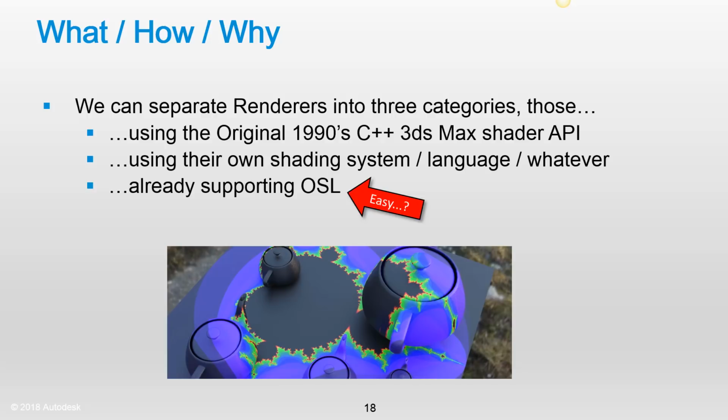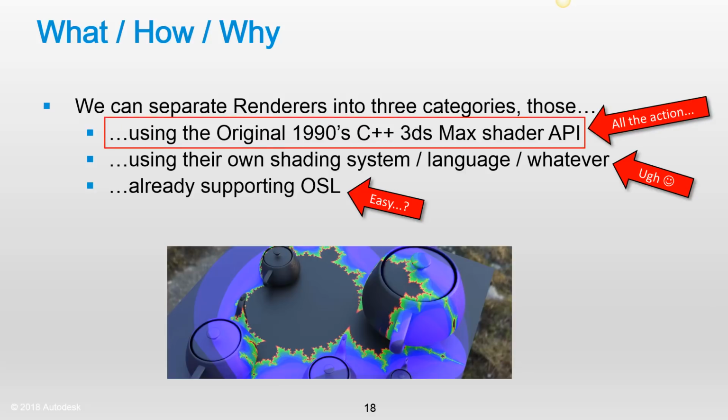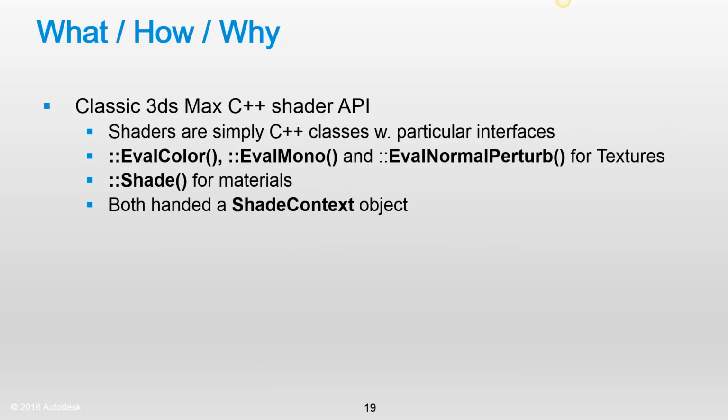Obviously, the ones that already support OSL is pretty trivial. Actually, making this work in Arnold that already supports OSL was extremely simple. Renderers that do their own thing, there's not really much we can do about them, but renderers written originally for the original Max shader API, such as V-Ray, Corona, etc., we can make it work by actually plugging OSL into the classical shader API.